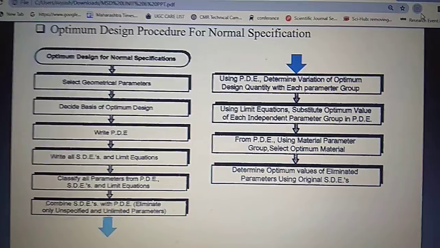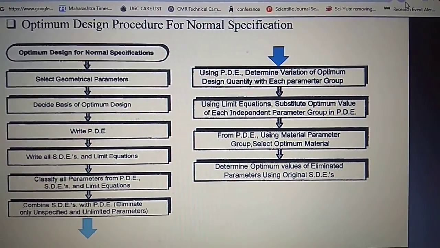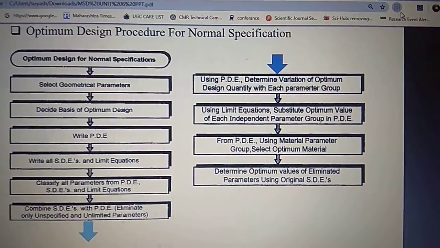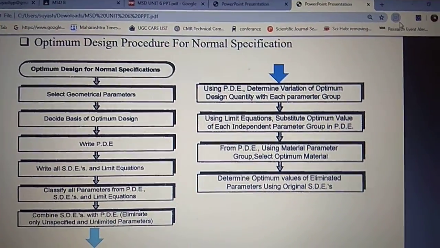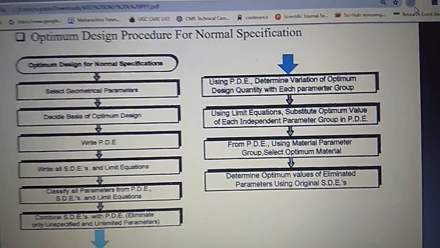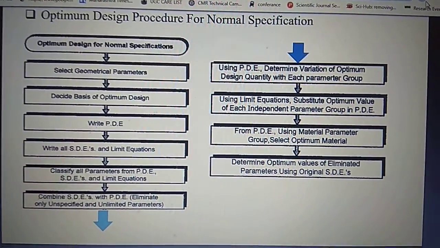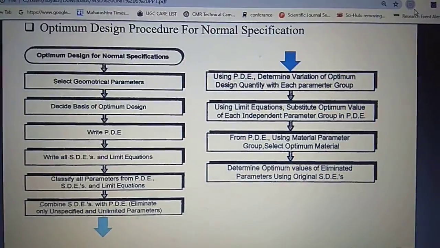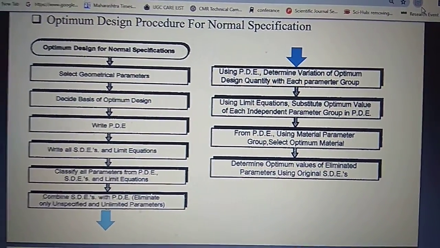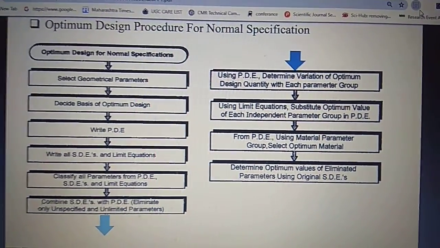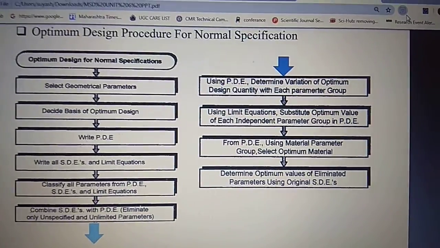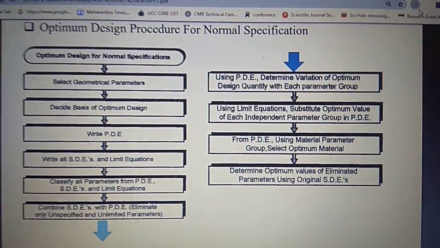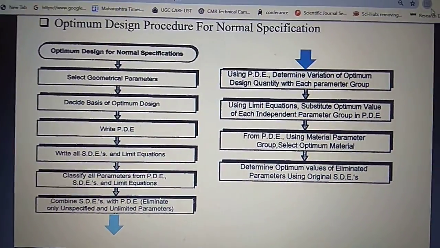Then combine SDE with PDE. Then using PDE, determine the variation of optimum design quantity with each parameter. Using limiting equations, substitute the optimum value of each parameter in PDE. From PDE, using the material parameter group, select the optimum material and determine the optimum values of the eliminated parameter using the original SDE. So this is the optimum design procedure for normal specification.